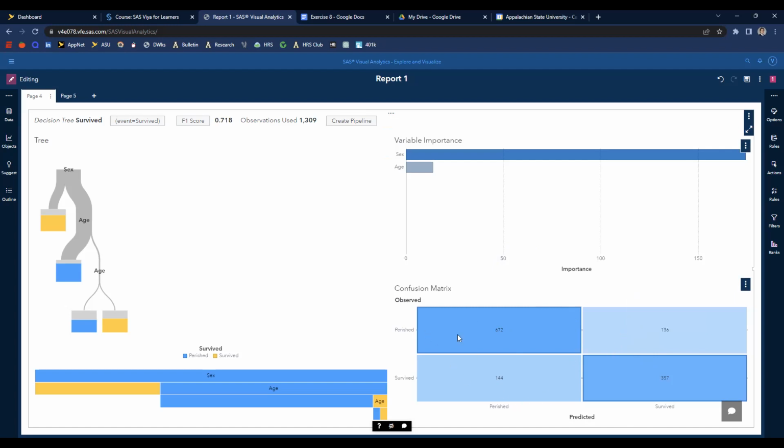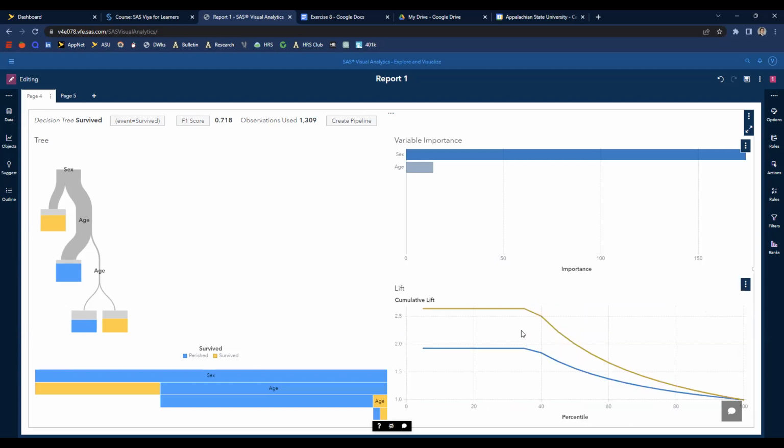these numerical values. For example, under perished, looks like there was 672 with an 83.17%. And then 16.83% of those perished individuals, there's errors. And the same can be found here for survivor. Now we're going to go ahead and change it to the cumulative lift, where we can look at precision.